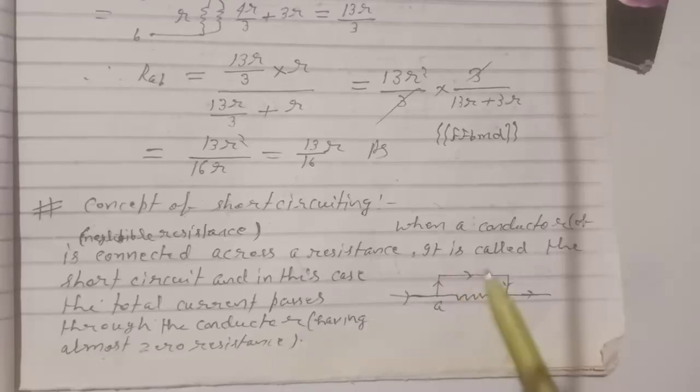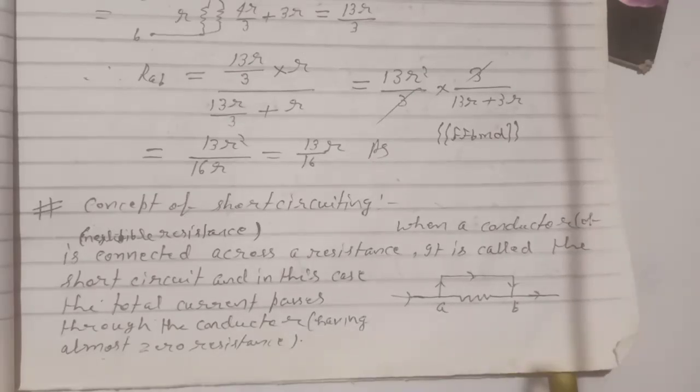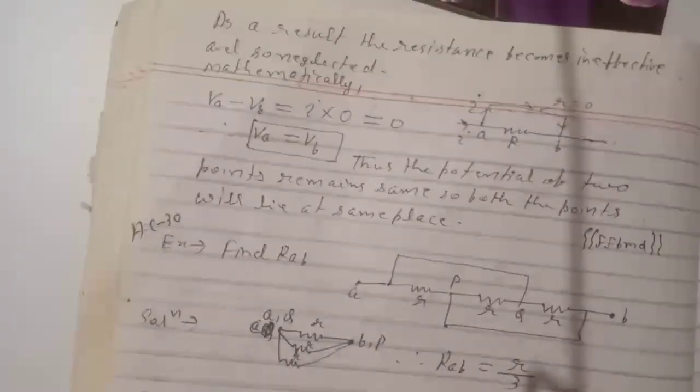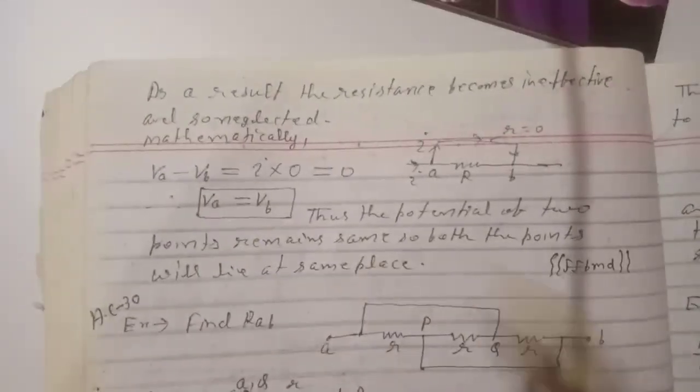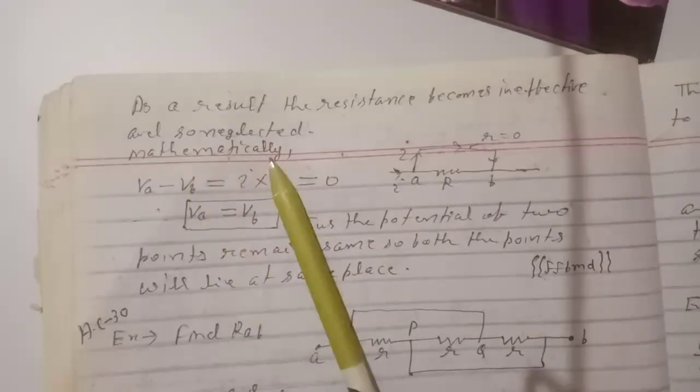Now because there is no resistance, current will pass through this and there will be no use of this resistor because current is not flowing. So it is assumed that current is not flowing through this because all current will pass through the short circuit. As a result, the resistance becomes ineffective and is neglected.